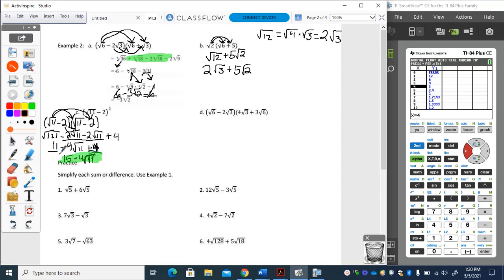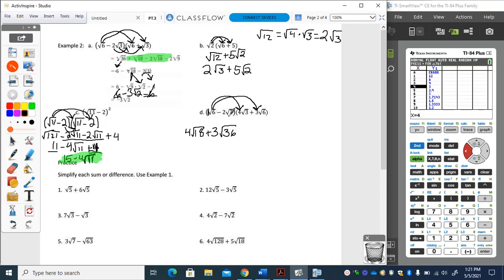All right, now let's go into a really yucky looking one because we got so much going on. D, we have the square root of 6 minus 2 square root of 3 times 4 square root of 3 plus 3 square root of 6. Again, we're going to start by distributing and foiling. What's the square root of 6 times 4 square root of 3? We multiply the outside: 1 times 4 is 4, and the insides, 6 times 3, is 18. Then the square root of 6 times 3 square root of 6: outside, 1 times 3 is 3, so plus 3, and the square root of 6 times the square root of 6 is 36.